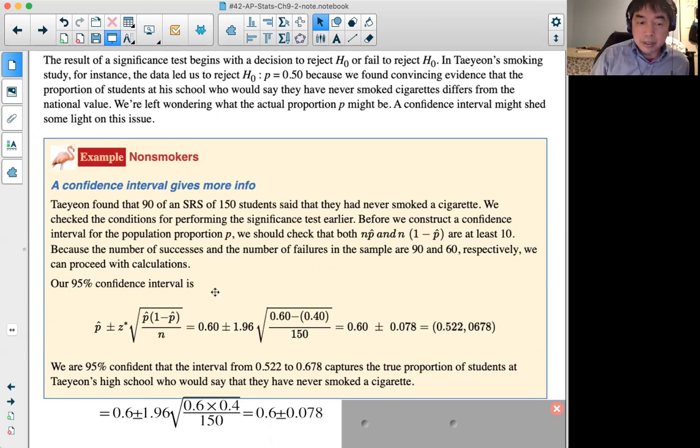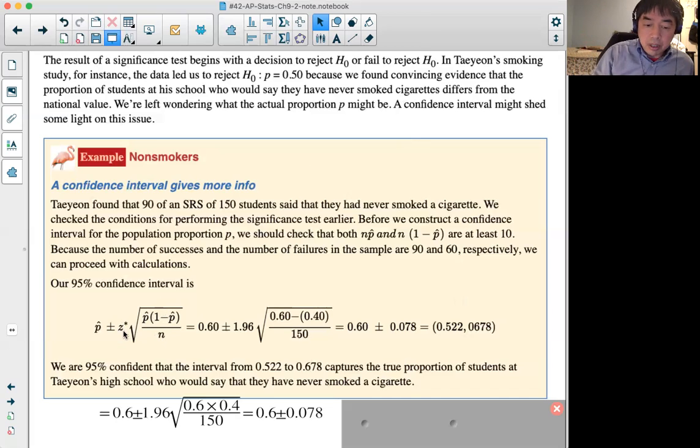So the calculation is: p hat is 90 out of 150. So 90 divided by 150 is 0.6. That's p hat. Then plus minus, from the p hat and q hat, it must be the standard error, right?